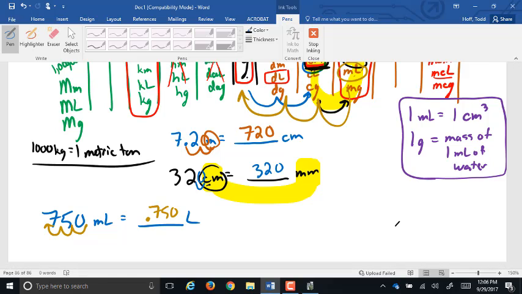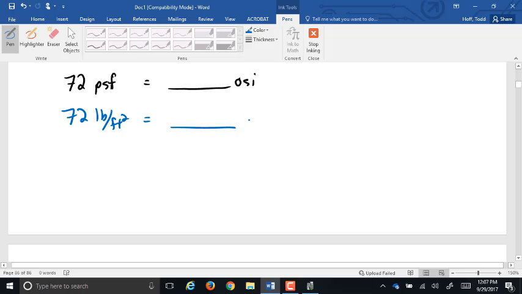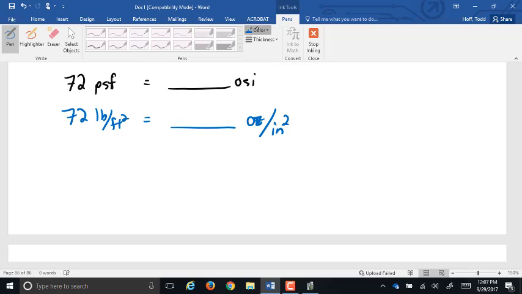Let's take a look at compound units. Assume it's PSF to OSI. What this really is, 72 pounds per square foot, and I want to convert to ounces per square inch.